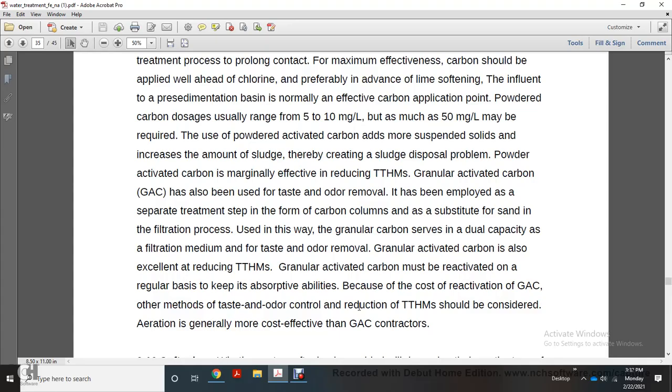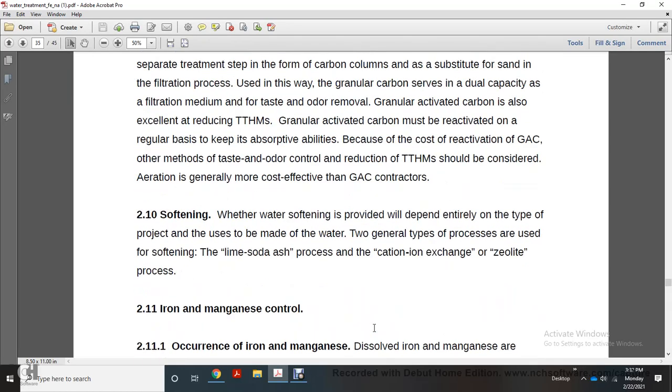Other methods of taste and odor control and total trihalomethane reduction should be considered. Aeration is generally the most cost-effective other than granular activated carbon contactors.